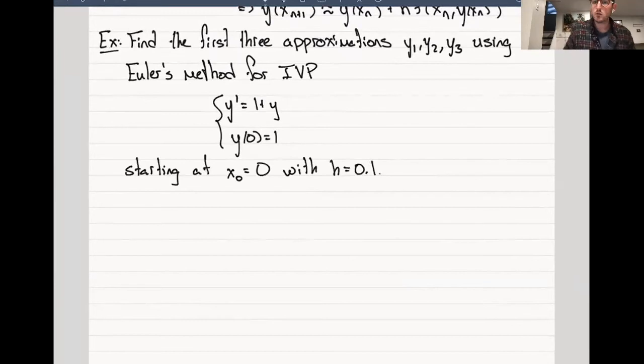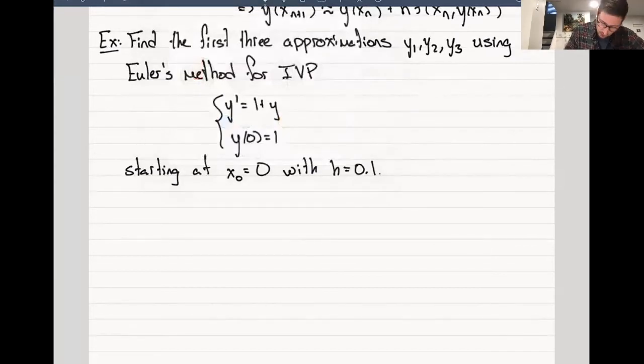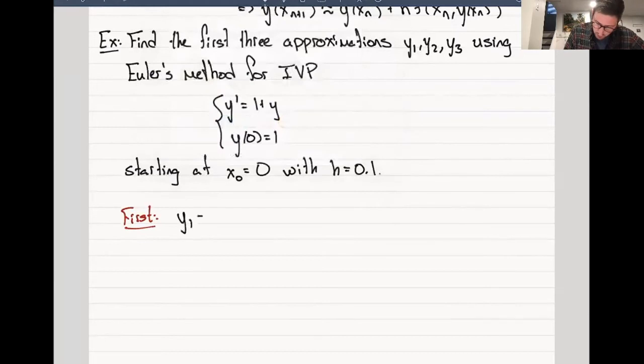So now we can set up this iterative scheme. We can find y1 knowing what y0 was. We can find y2 knowing what y1 was, and we can find y3 knowing what y2 was. So let me illustrate here. The first, so that's y1, is equal to y0 plus h f of x0, y0.